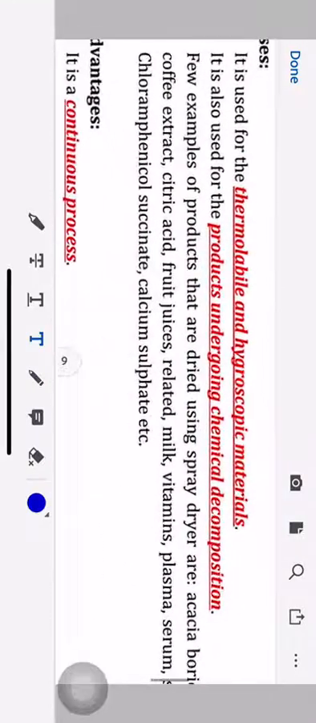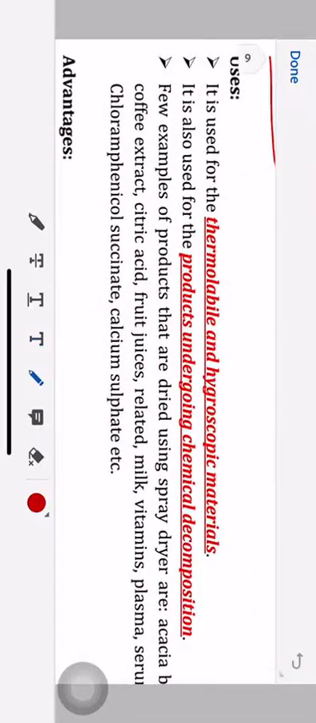If you look at the uses, the important one is that it is used for thermolabile and hygroscopic materials. Why thermolabile material? Because the contact time is very less. Contact time of particles with the heat is very less. And why is the rate of drying faster? Because product is in very small, means product is in droplet size, very fine size. That's why the rate of evaporation will be faster and drying will be faster. That's why you can dry thermolabile material, because the contact time with heat will be less.